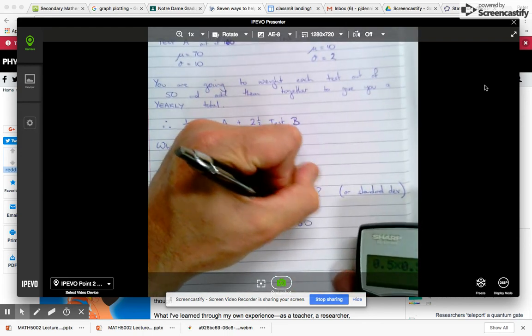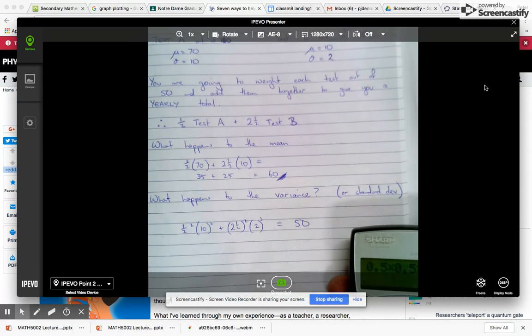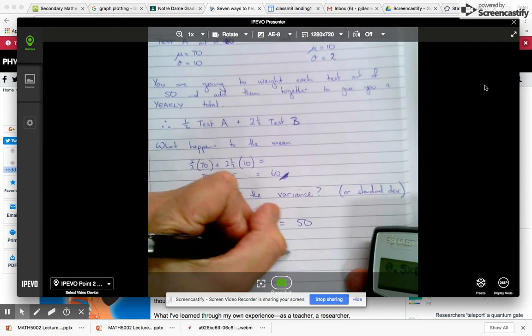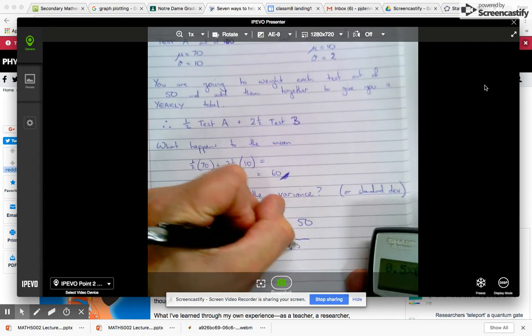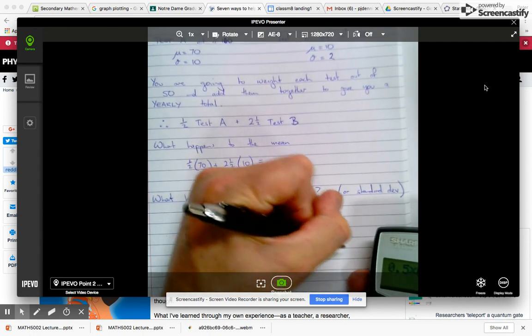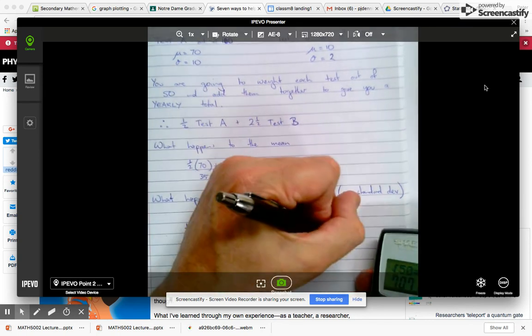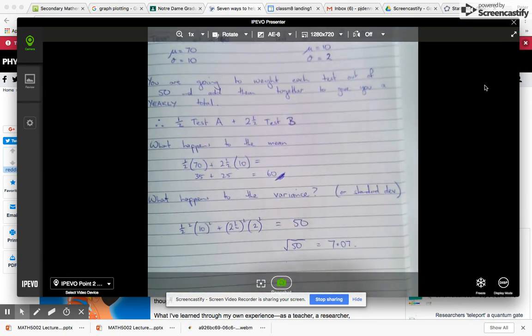So our new variance is 50, once I've worked that all out on the calculator. We don't really need variance; what we're really after is standard deviation. How do we find the standard deviation from variance? We take the square root of 50, and that's going to be 7 point something. The square root of 50 is 7.07. And that finishes the breakdown of those lectures from last night. Thanks.